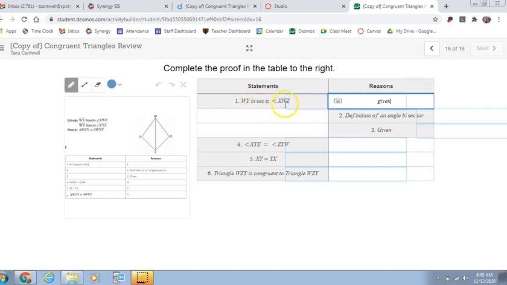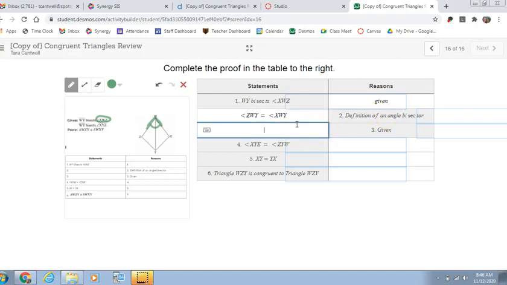WY bisects angle XWZ. I'm going to switch colors for just a moment. Angle XWZ is the one up here at the top. So if we're splitting angle XWZ into equal parts, that's telling us that these two angles are congruent, ZWY and XWY. So our second statement would be that angle ZWY is equal to angle XWY. And how do we know that? Because that's what it means to be an angle bisector. It's the definition of an angle bisector.